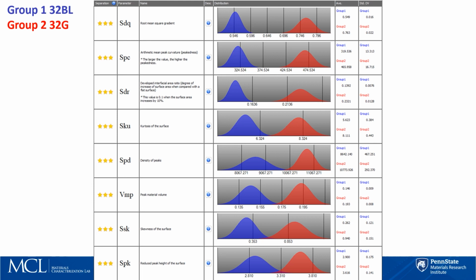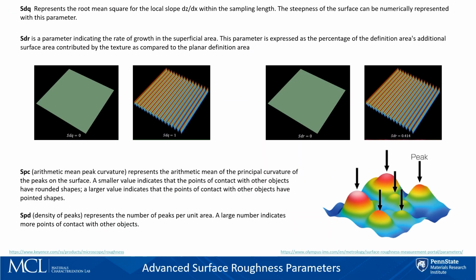SDQ represents the root mean square of the slope, dz/dx, right? So this is basically telling us the steepness of the surface. SDR is indicating the rate of growth in 2D area. So for a perfectly flat sample, the SDQ and SDR would be 0. If we get our SDQ to 1, it means we have a perfectly steep surface with no flat whatsoever. SDR would then start giving us the ratio of the increased area in there.